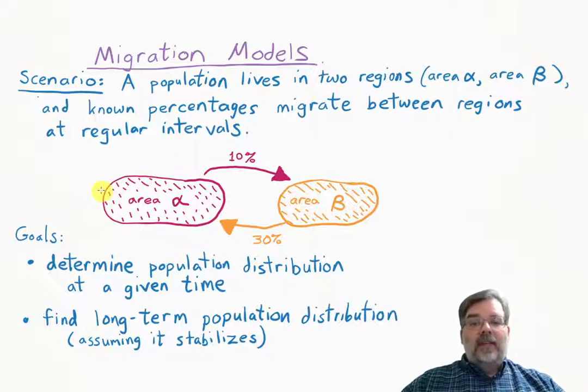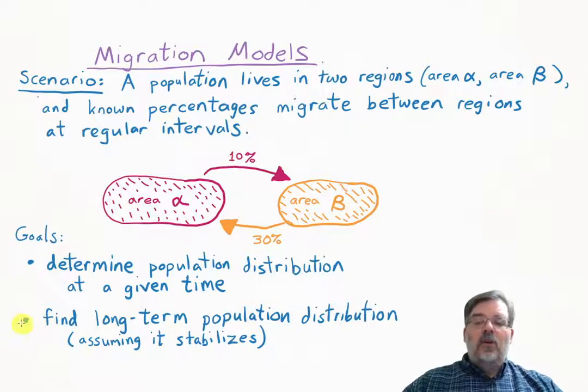So, what we'd like to do is two major goals. First, if we know what the population is at the start, the population in each area, determine how the population is distributed at a given time. And by distributed, I mean how much of the population is now in area alpha and how much of the population is then in area beta. And that information, we'll keep track of using a vector.